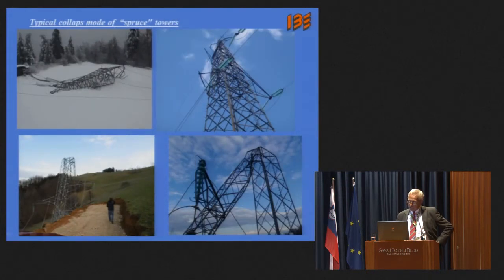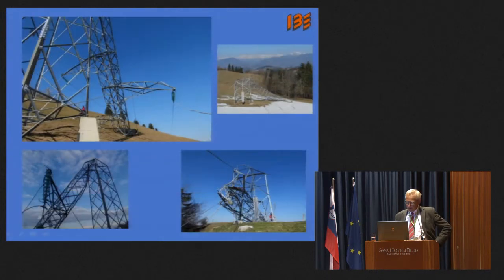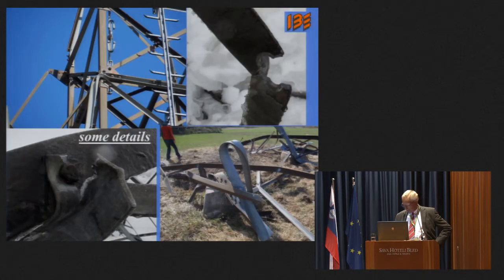Here are some other modes of how the spruce towers fall down completely, or were broken somewhere in the middle of the body, or the consoles fall down. Another one, some details, such interesting things. The steel was ripped like paper.